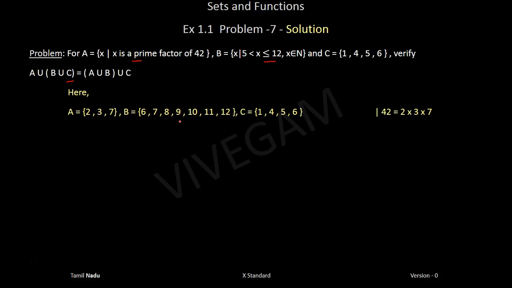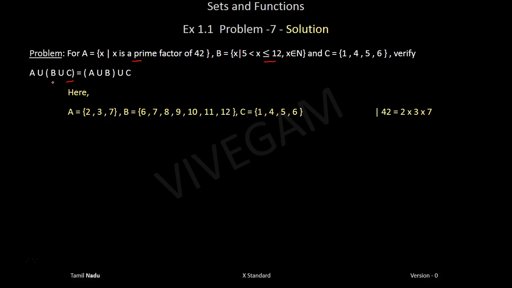You got it? So this is how we'll have to list the numbers first. As I said, if they had told x is less than 12, then 12 will not be here. 11 will be the last number because x is less than 12 and it's a natural number. Now C is already listed. C is given as 1, 4, 5, 6.